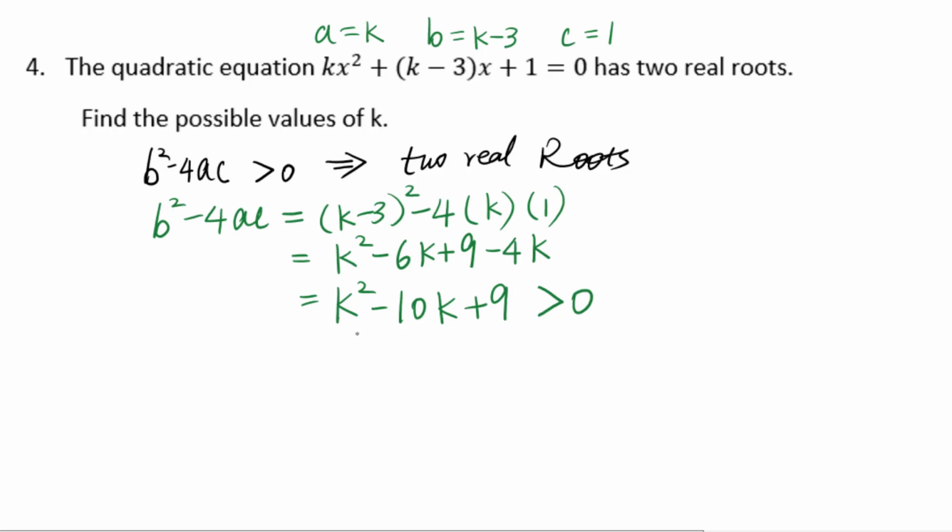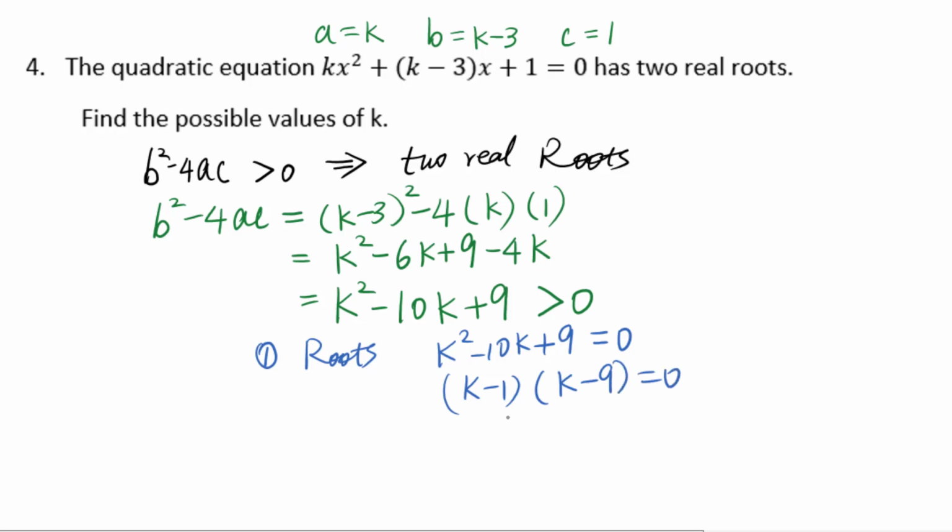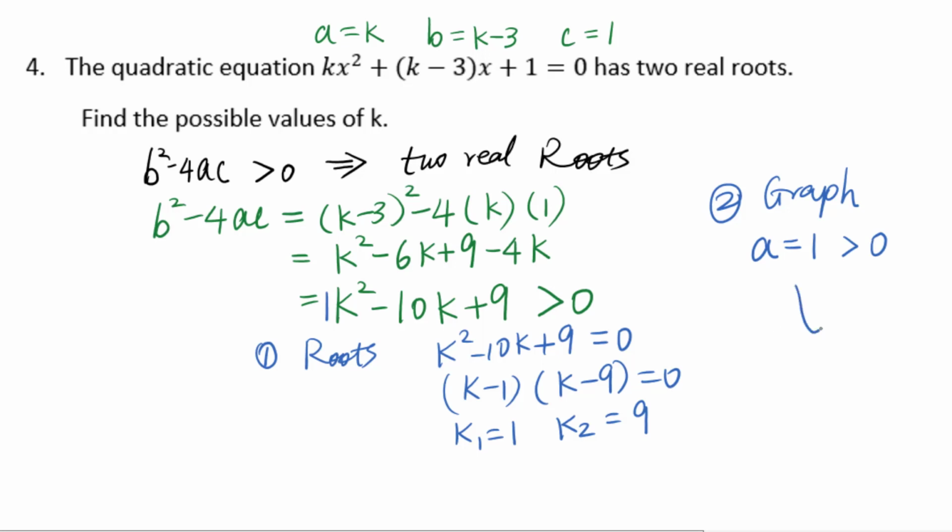For the quadratic inequality, first step, we need to figure out the roots. k squared minus 10k plus 9 equals 0. Factor: (k minus 1) times (k minus 9) equals 0. So k1 equals 1, k2 equals 9. Second step for the graph, check a. The coefficient of k squared is 1, so a equals 1, greater than 0. The graph will open up.